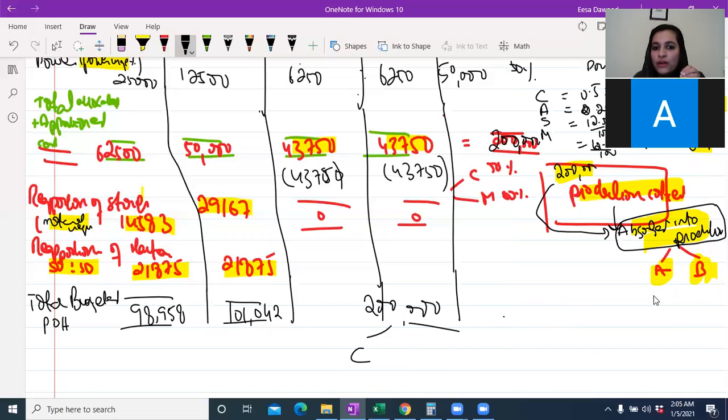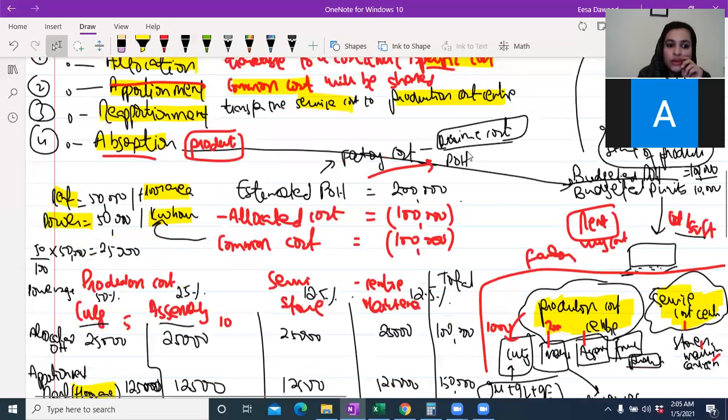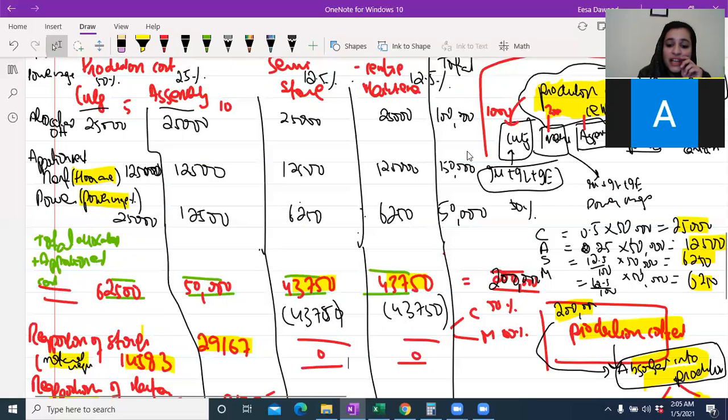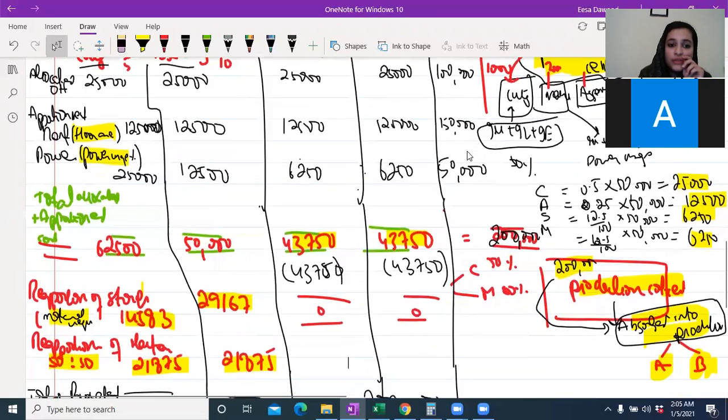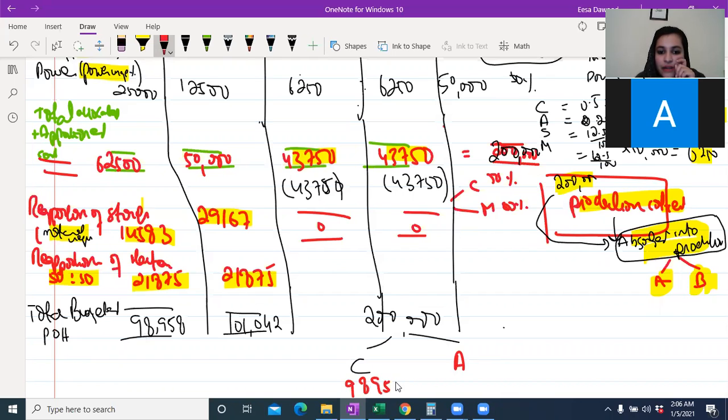I started by charging the allocated cost to the respective production and service cost centers, and apportioned the common cost to the respective production and service cost centers. Then I actually brought all the cost from service to production. Why? Because the entire production cost has to be absorbed into products A and B, because services shouldn't get any cost. Service is only there for production, to serve the production cost centers. So the entire cost has to come here. That's why I have split the entire cost of 2 lakh into cutting and assembly department. So cutting department gets a share of 98958 and assembly department gets a share of 101,042.